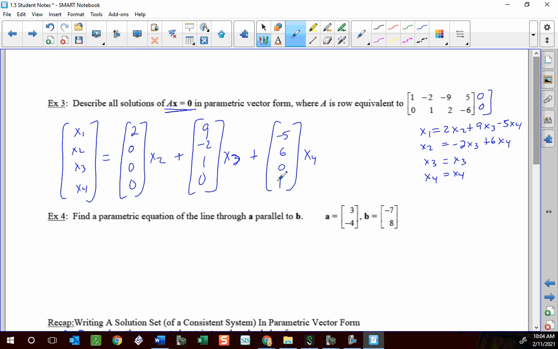Okay, so that's what this example is just trying to get you to do, to write something in vector form. So it's just a little bit of a pain, but that's how it is.